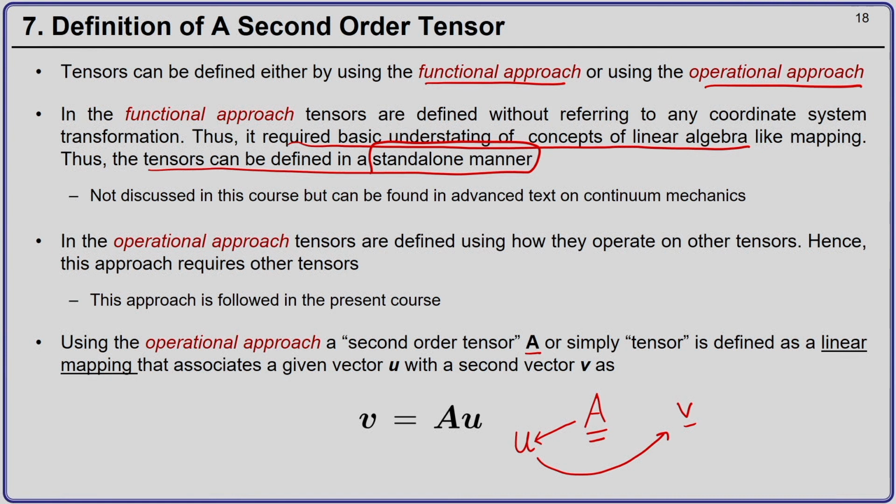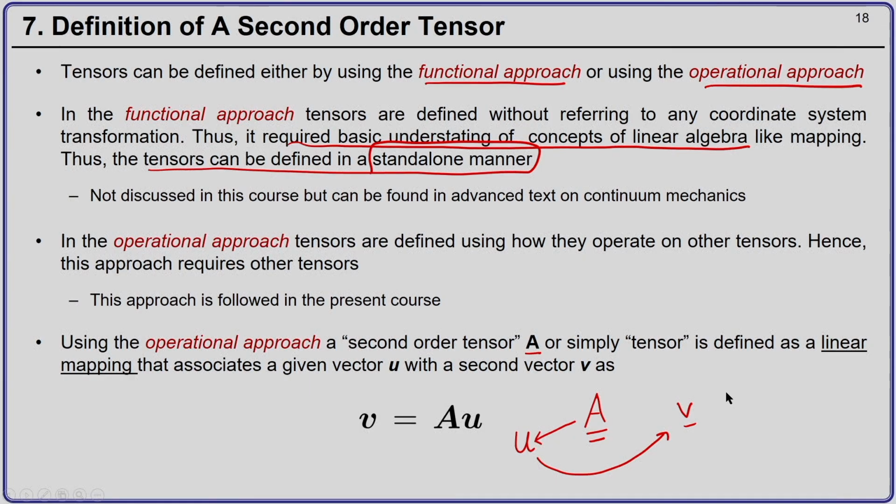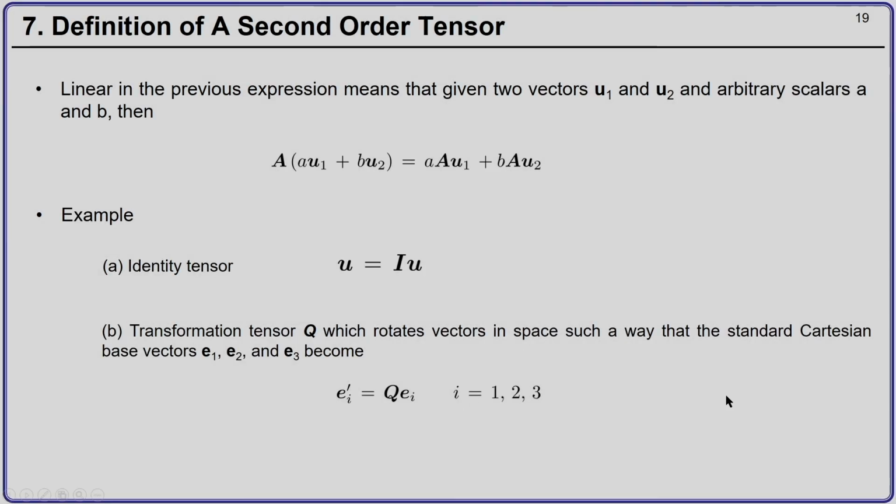A vector is also a tensor, a first order tensor, because it has one index. So, this is called the operational approach of defining a second order tensor. It operates on a vector to give you another vector. Now, let us see what is meant by the linear mapping.